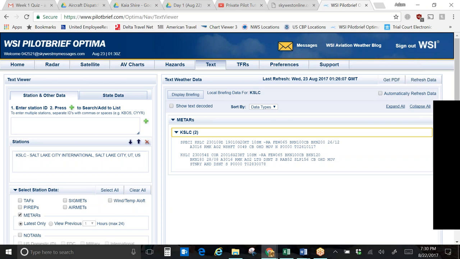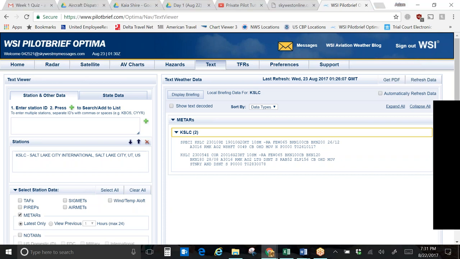In aviation, though, everybody is on the same time. Whether you're flying in Europe or you're flying here, it's all the same time, so it always gives you the time in Zulu. The date is the 23rd, so it's already the 23rd of August in Zulu time, and 109 Zulu. And then the wind is coming from 190 at 10 knots, gusting to 20 knots.